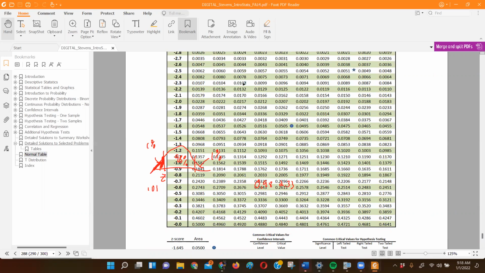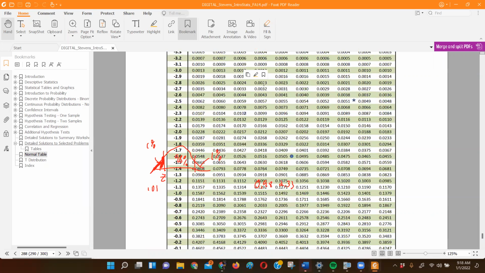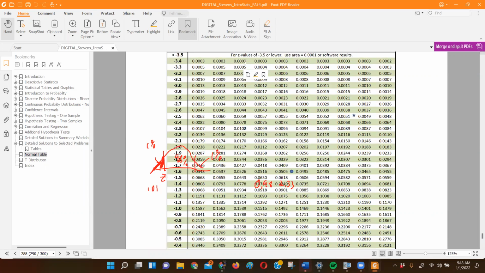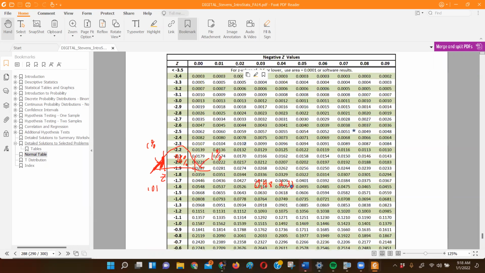Right here is pretty darn close. You see that? So it's in between 0.02 and 0.03. So what that tells me is that it's a little bit more or a little bit less than the 1%.